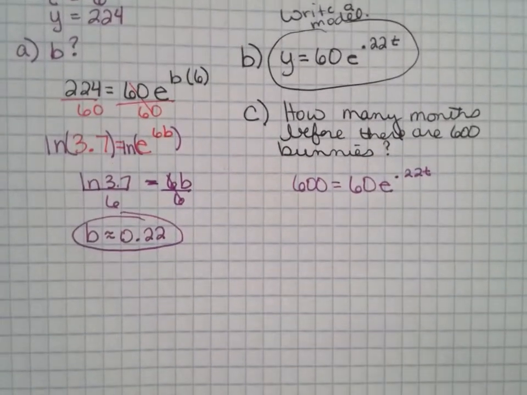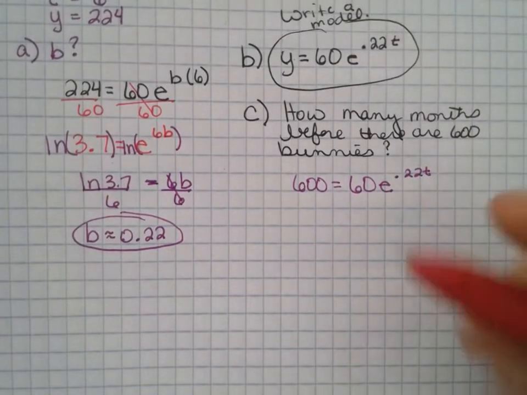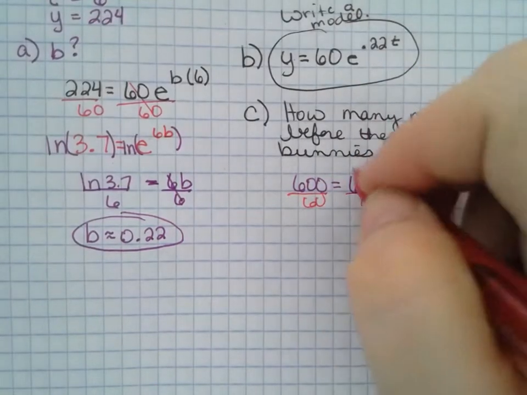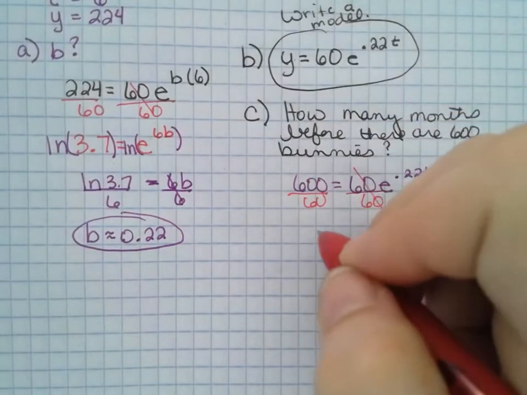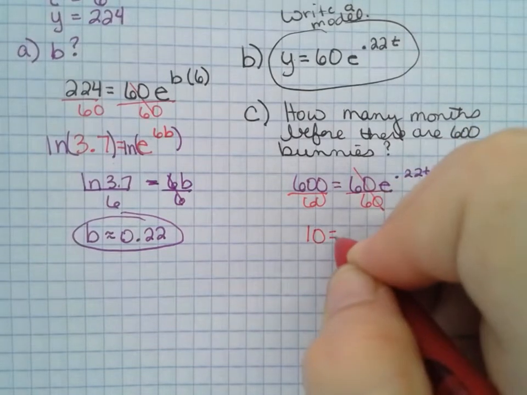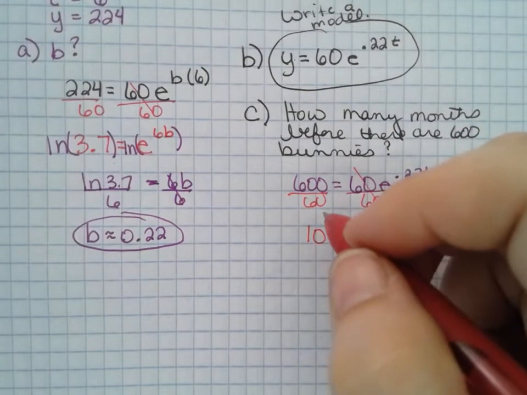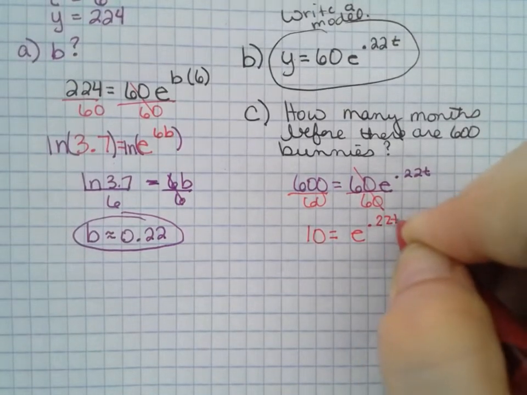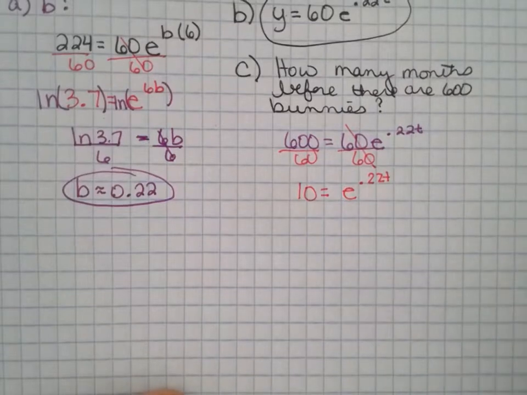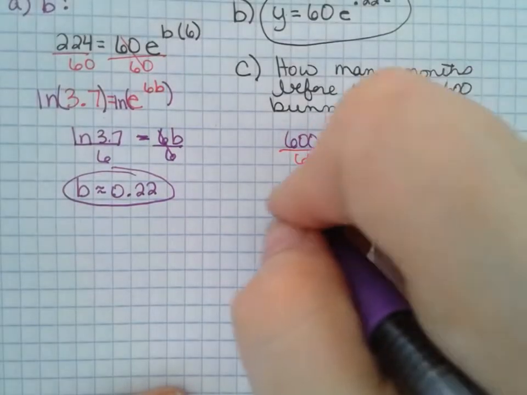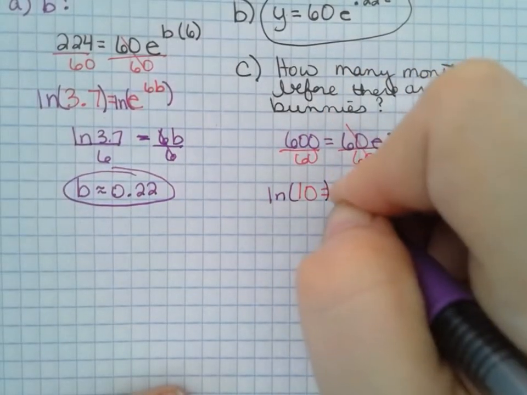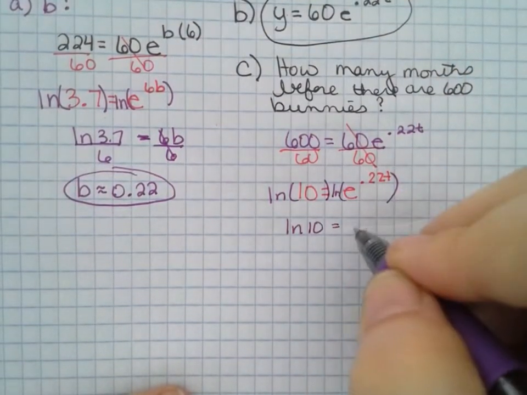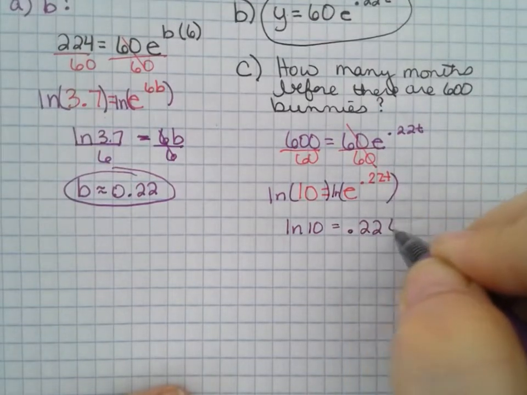Let's go ahead and start solving this. What would I do first? Excellent. Divide by 60. So that is 10 is equal to e to the 0.22 t. Right? What am I going to do to cancel that e? I'm going to take the natural log of both sides. So the natural log of 10 is equal to 0.22 t. Final step.